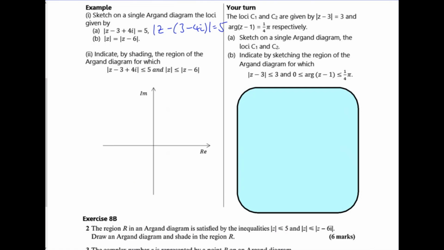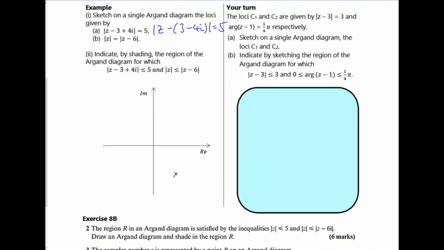So let's draw our circle first. It's centered at 3 minus 4i, something like this, and it's got radius 5. What you should be spotting here is that we've got a 3, 4, 5 triangle. If we work out the distance of this point from the origin, it is 5. So this circle will be going through the origin. Do be on the lookout for that.